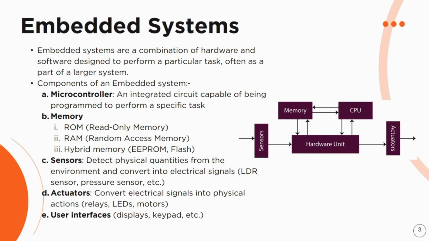Actuators are devices that convert electric signals into physical actions. Examples are relays, LEDs, motors, and they are usually used for outputs. User interfaces are devices that can help the user to interact with the embedded system. Examples are displays, keypads, etc.